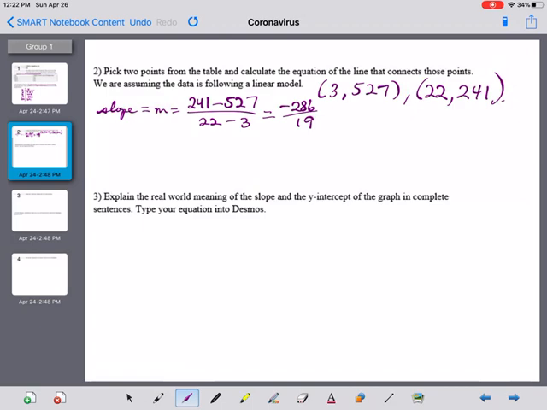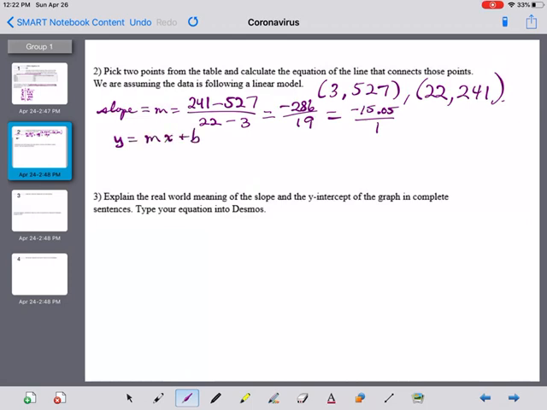And that will give us negative 286 over 19, which you could leave. We're also going to write it with the unit rate. So divide negative 286 divided by 19, and you get negative 15.05 over 1. And we'll interpret that in the next question. So there's the slope. We'll use the unit rate version.